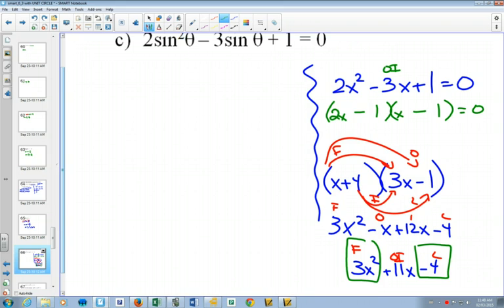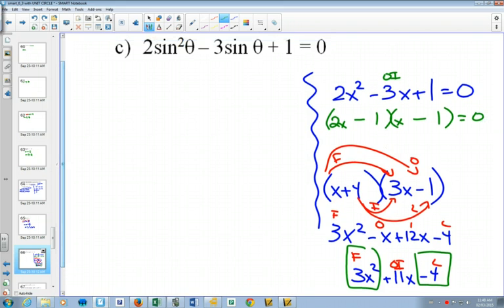The same thing happens now that we're dealing all with signs. Put your brackets, make sure you write equals 0. The only possibility to get 2 sine squared is 2 sine and sine. The only way to get 1 would be 1 and 1. And thinking of my outside and my inside, to get a negative 3, these would both have to be negative.